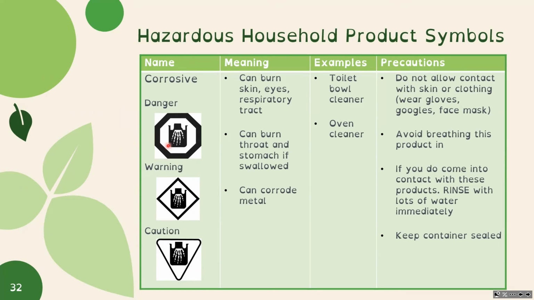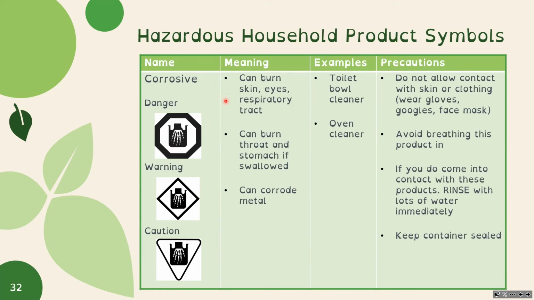The corrosive symbol looks kind of like a skeletal hand inside a beaker. The beaker is generally black, or if the symbol is a color, it might be red or something, the same color as the sign. And then the hand is generally white because it's skeletal. So again, danger in an octagon, warning in a diamond, and caution in a triangle.